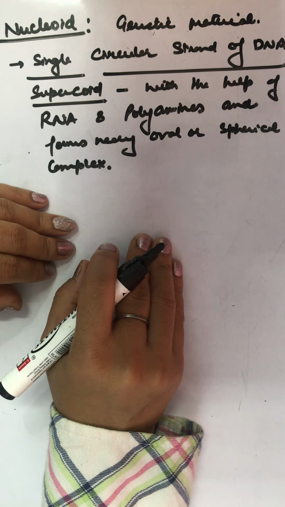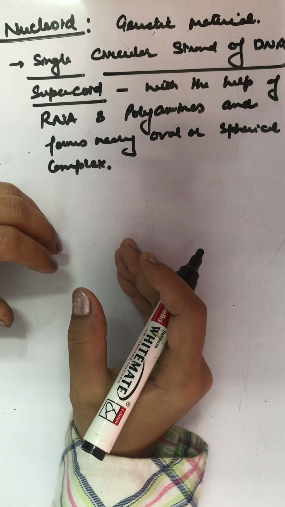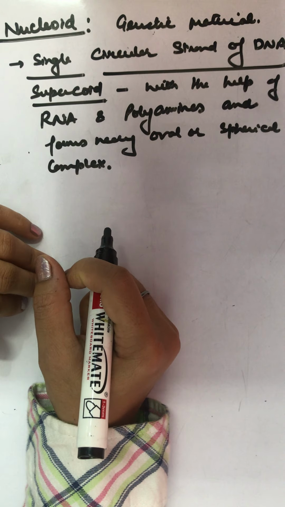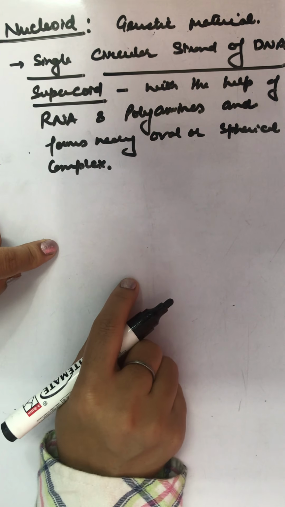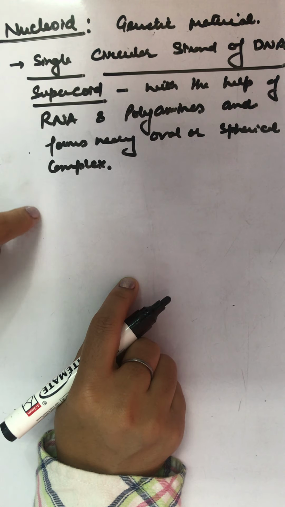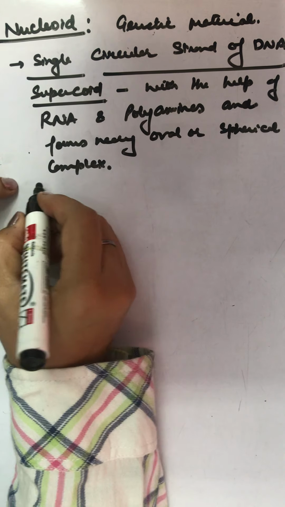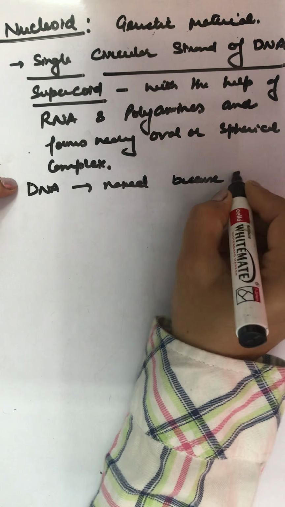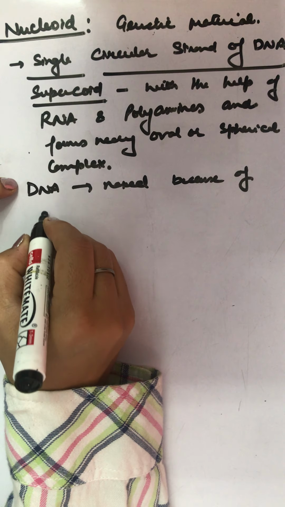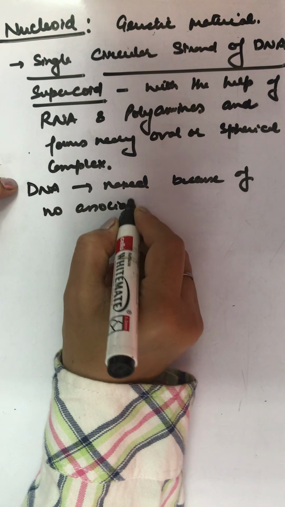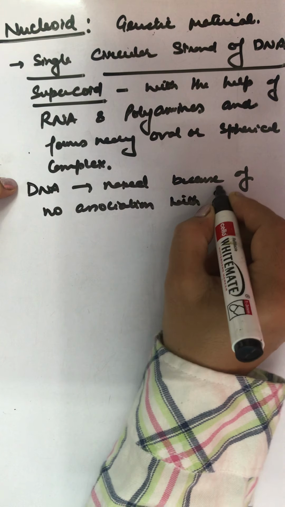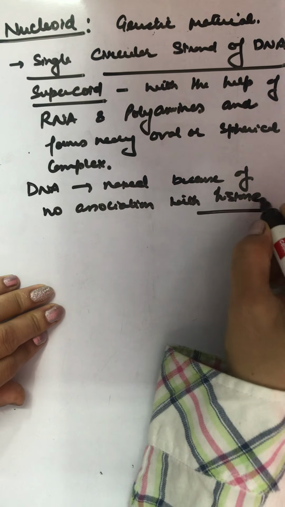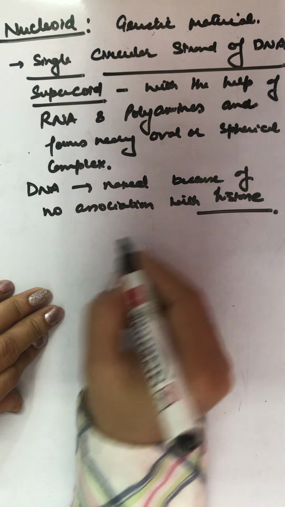Here we say polyamines, they are just concentrated foldings nearly 250 to 700 times, and they form solid structures. And this DNA of a prokaryote is considered naked because of its non-association with histone proteins. DNA is considered naked because of no association with histone protein. Okay, now what is this naked and covered part?